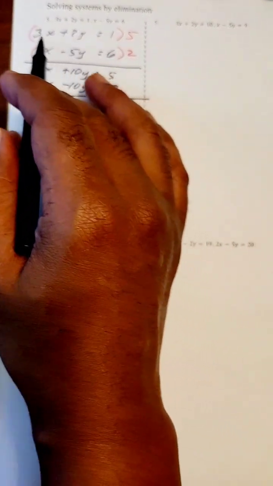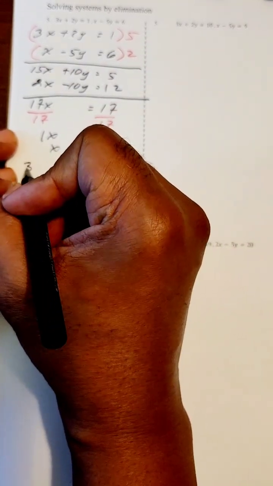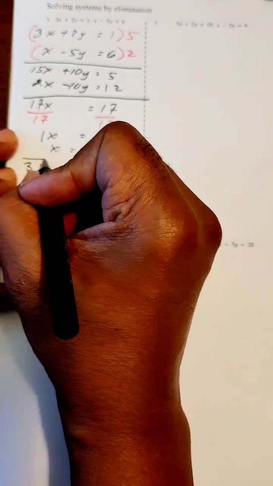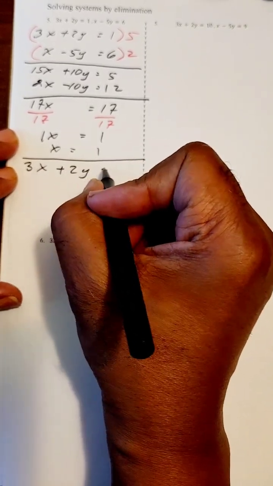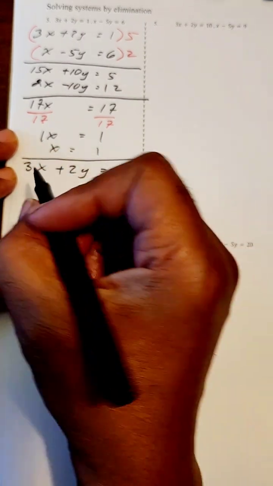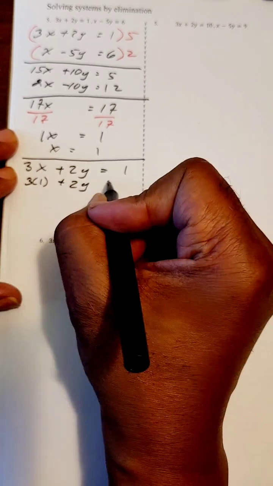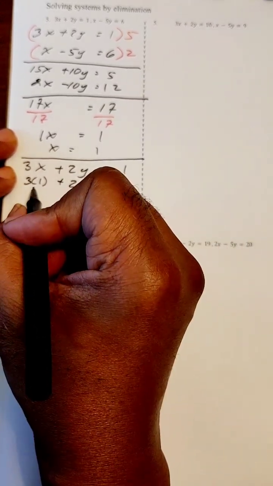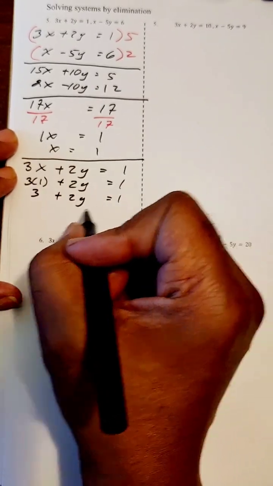Now, given that we know that x equals 1, we can go back to one of these two equations. I'm going to choose the 3x plus 2y equals 1. I'll replace the x with a 1. So this becomes 3 times 1 plus 2y equals 1. 3 times 1 is 3 plus 2y equals 1.